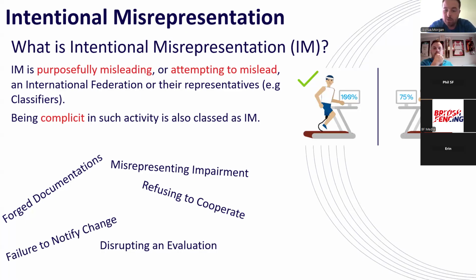Deliberately failing to notify the International Federation of a change of their impairment that may require a review. So under the IPC code, it is mandatory that if your impairment changes in any shape or form, that may mean that you need to go through a review of classification, but you deliberately fail to do that to try and hide that from classifiers and the International Federation. That is deemed as intentional misrepresentation.